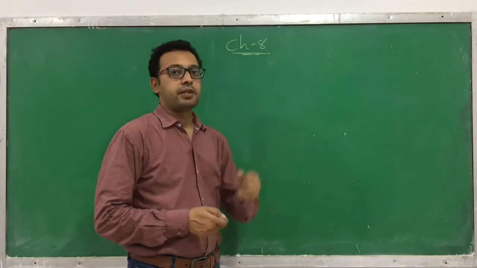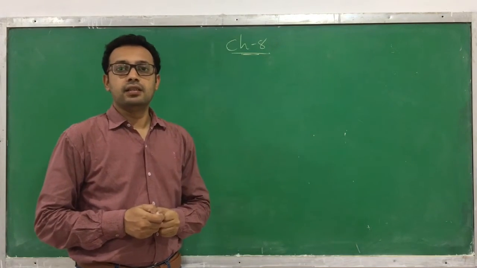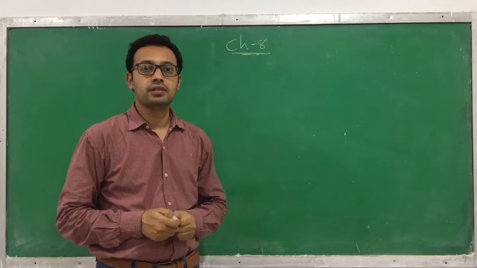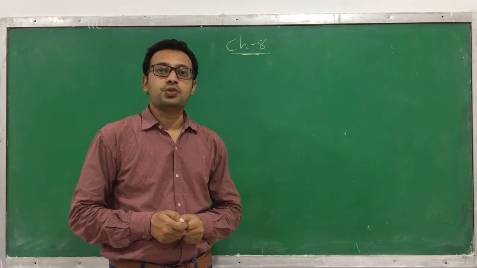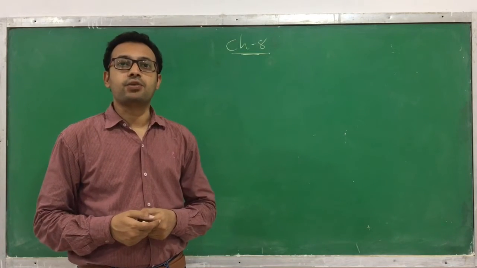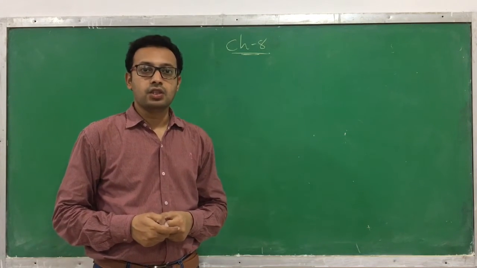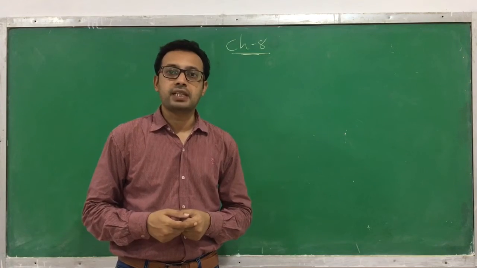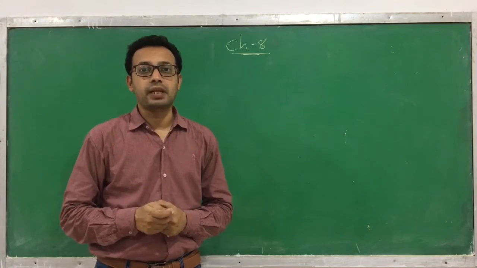We were discussing chapter number 8, the cell, basic unit of life. Students, in the previous session we discussed the mitochondria and started with the introduction of a plastid. So again we start with the introduction of a plastid and then we will finish with the plastid.